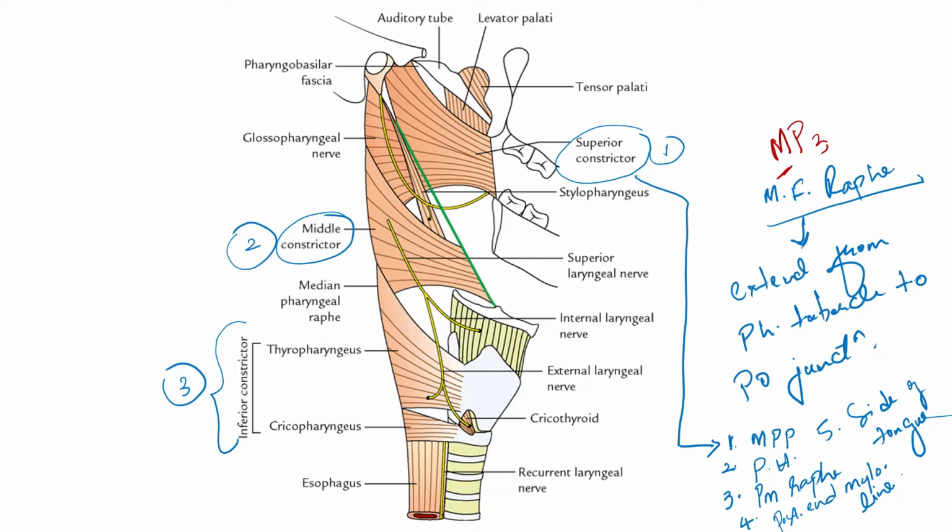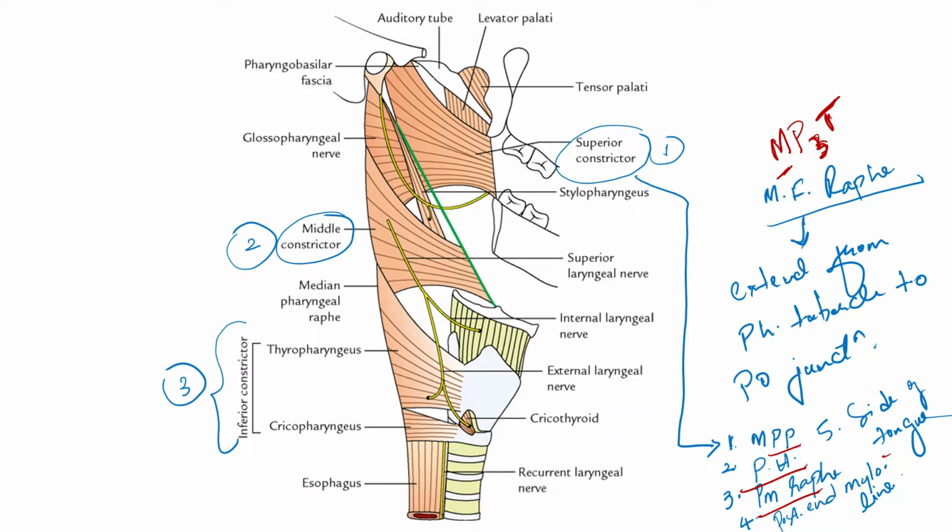P3 stands for the 3P's of origin, that is the medial pterygoid plate, the pterygoid hamulus, as well as the pterygomandibular raphe. So pterygoid plate, pterygoid hamulus, pterygomandibular raphe are the 3P's from where the origin of the superior constrictor takes place. And of course, there are a few fibers taking their origin from the posterior end of the mylohyoid line, and the side of the tongue also. So this is about the origin of the superior constrictor muscle.